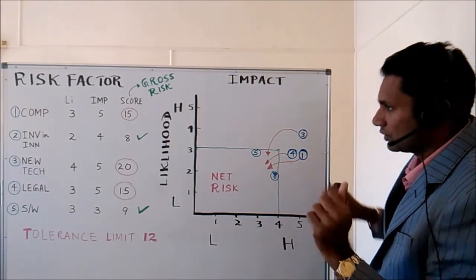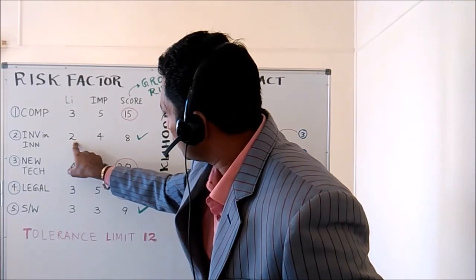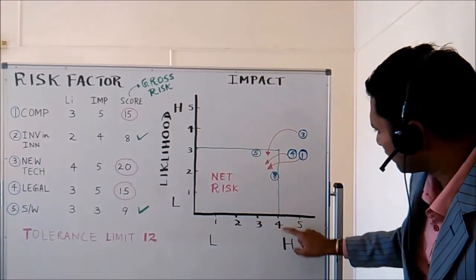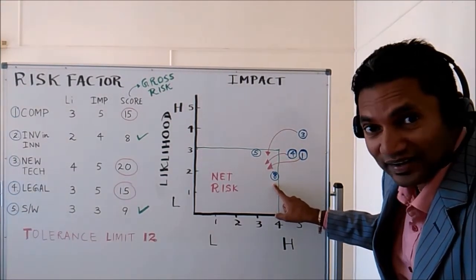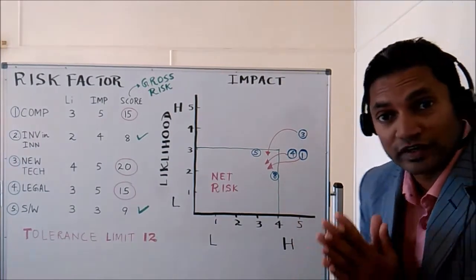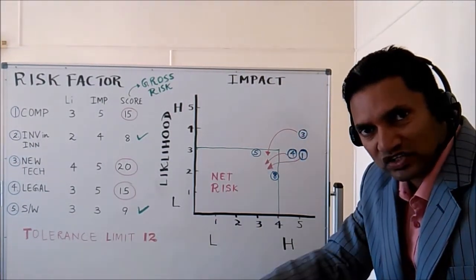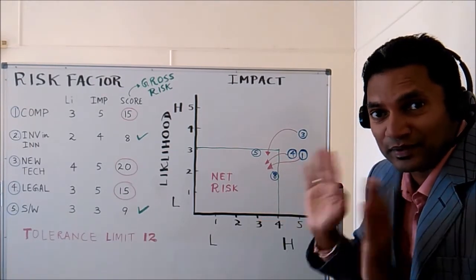Yes, we need to. Number 2, investment in innovation. Likelihood 2, impact 4. So it's here. It's within our tolerance limit. So do we need to take decisions? No. Because we have managed it within our system. It's like the student who's very good in typing speed.